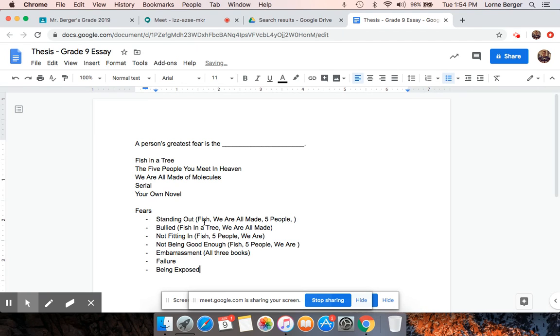Oh, okay. I like these. So in failure, we definitely have that in Fish in a Tree. We definitely have that in The Five People, and we definitely have that in We're All Made of Molecules. And I like this idea of being exposed, because all three books as well have this idea of characters who are doing whatever they can to not be exposed for who they are or what they do. Any others? These are all really, really strong ideas.